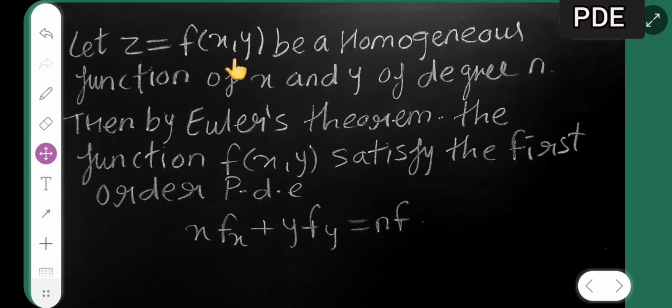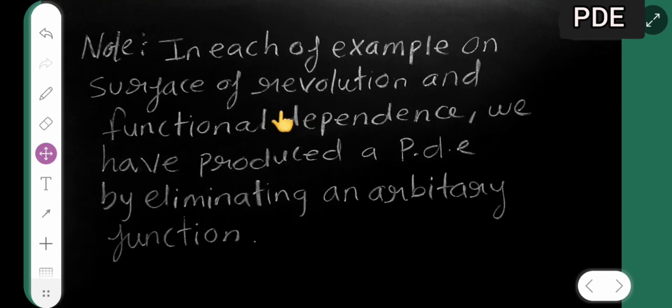Let z is equal to f of x comma y be a homogeneous function of x and y of degree n. Then by Euler's theorem, the function f of x comma y satisfies the first order PDE, that is, partial differential equation: x into fx plus y into fy is equal to n f. So the function f satisfies this first order PDE, and this is an equality. So next page, let us see the note.